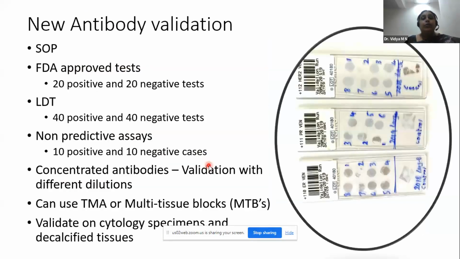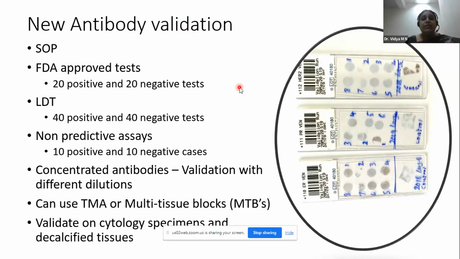Now coming to new antibody validation. This is something that all of us should be aware of in our lab. We need to have a proper SOP. We need to know that for FDA approved kits, it's going to be 20 positive and 20 negative tests. For LDT or lab developed tests, it is going to be 40 positive and 40 negative tests. These are generally for your predictive assays, like for example ER, PR, HER2.